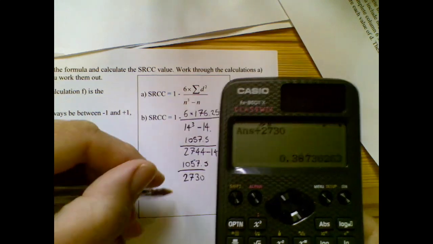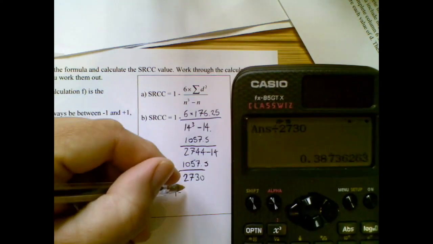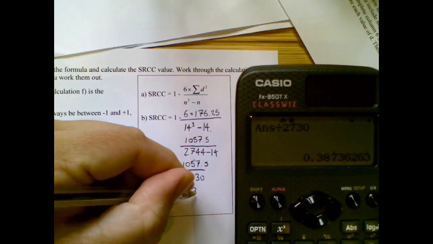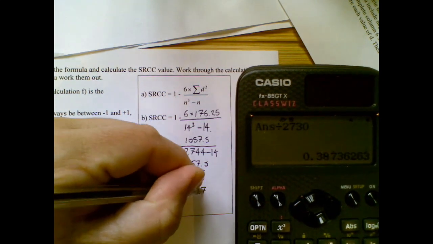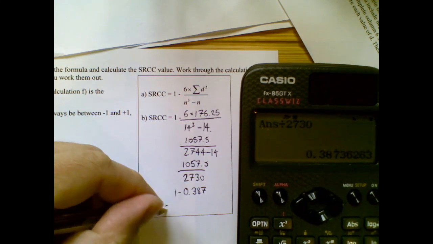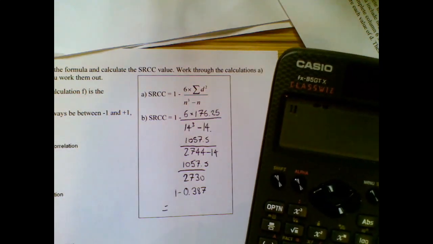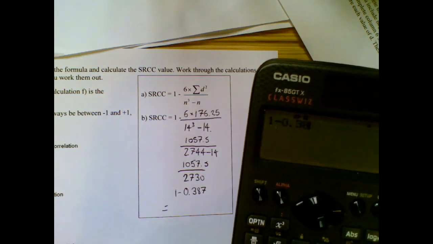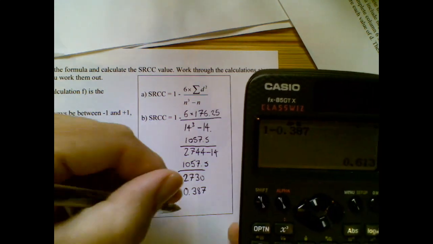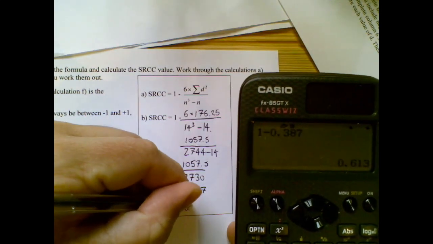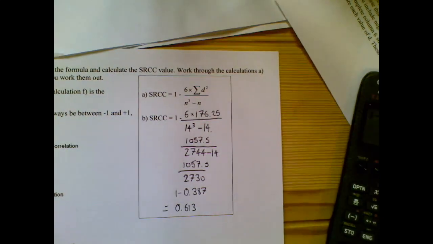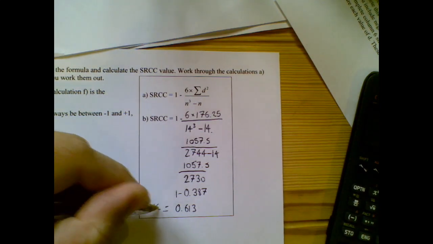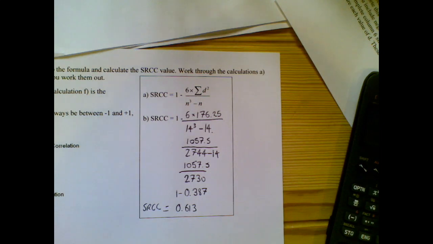0.387. So I'm going to take that from 1, and I'm just going to go to 3 decimal places, so 0.387, and then if I do 1 minus 0.387, I get 0.613. So that is my Spearman's rank value. However, that doesn't tell me very much.